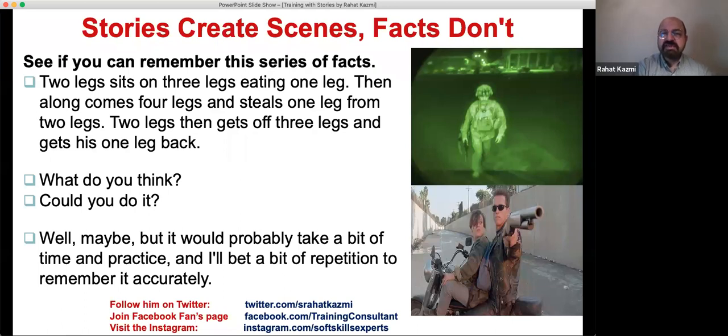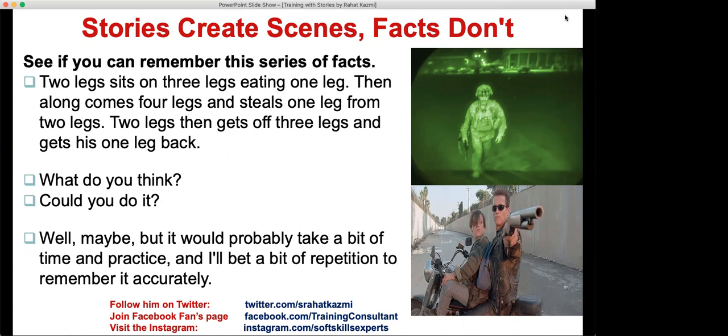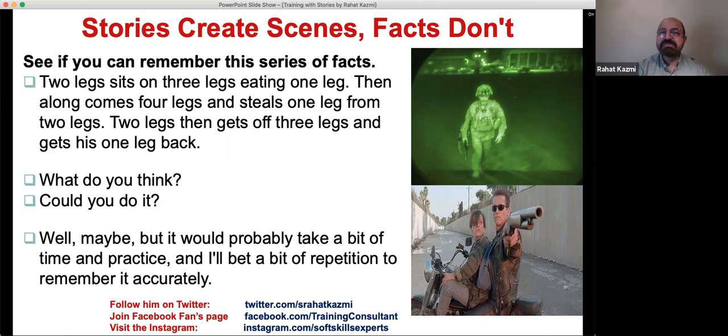2 legs sits on 3 legs, eating 1 leg. Then along comes 4 legs and steals 1 leg from 2 legs. 2 legs then gets off 3 legs and gets his 1 leg back. That's a fact. I'll prove to you these are facts, not stories. Do you understand anything at all? No, I think it's a riddle. It's not a riddle. It's a fact, based on the story I'm going to tell you shortly.